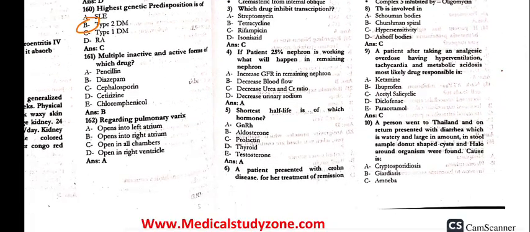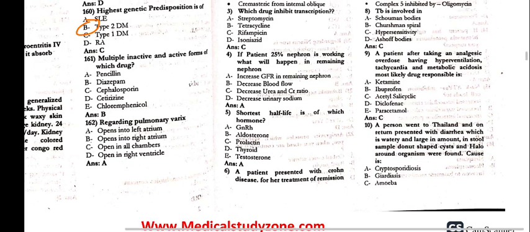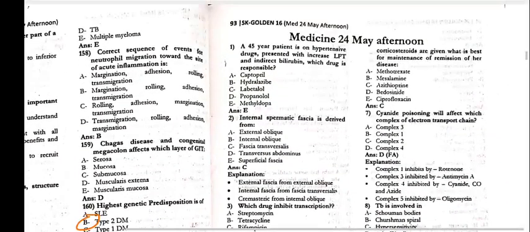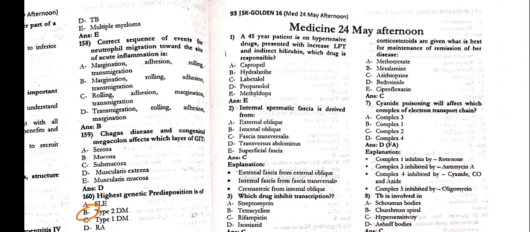Question number 4, if the patient has 25% nephrons working, what will happen in the remaining nephrons? Increased GFR in the remaining nephrons. 5, shortest half-life is of which of the following hormones? GnRH. A patient presented with Crohn's disease; for remission, corticosteroids are given. What is the best for the maintenance of the remission?